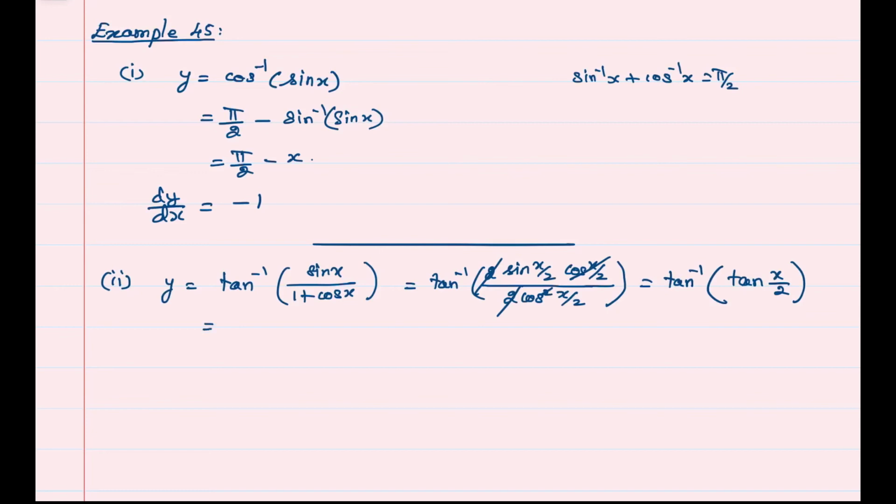Now we can cancel tan inverse and tan functions. We get x by 2. Here also the condition is not given, so directly we can cancel these two functions. Now let us differentiate both sides with respect to x. We get dy by dx equal to half into derivative of x with respect to x, which is 1. The answer is half.